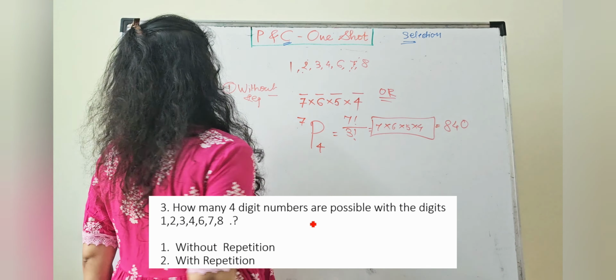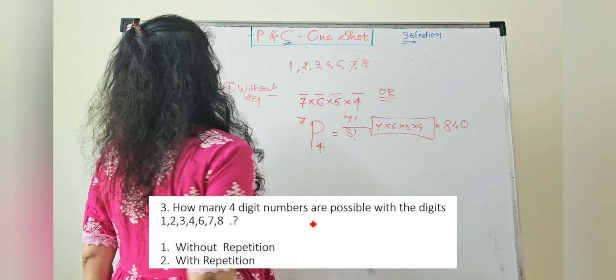The second part of this question is with repetition, right? Now the numbers can repeat. You have to form this 4-digit number, and even the number can repeat. So 6 can come here, here, here, here. No problem. Here 8, 8. No problem. Okay. Numbers can get repeated one or more times.